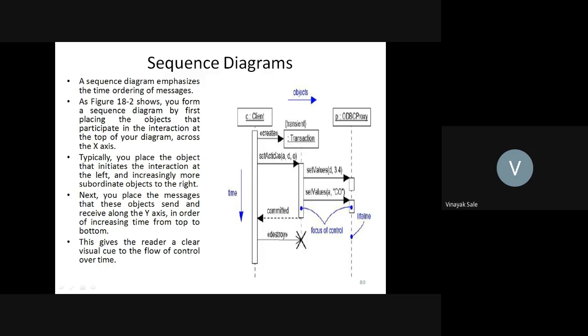So you place the messages those objects send and receive along the y-axis. Sending message time duration starts from this point and ends at this point. So you send messages along the y-axis, whereas you keep the objects along the x-axis, and this gives the reader a clear visual cue for the flow of control over time.